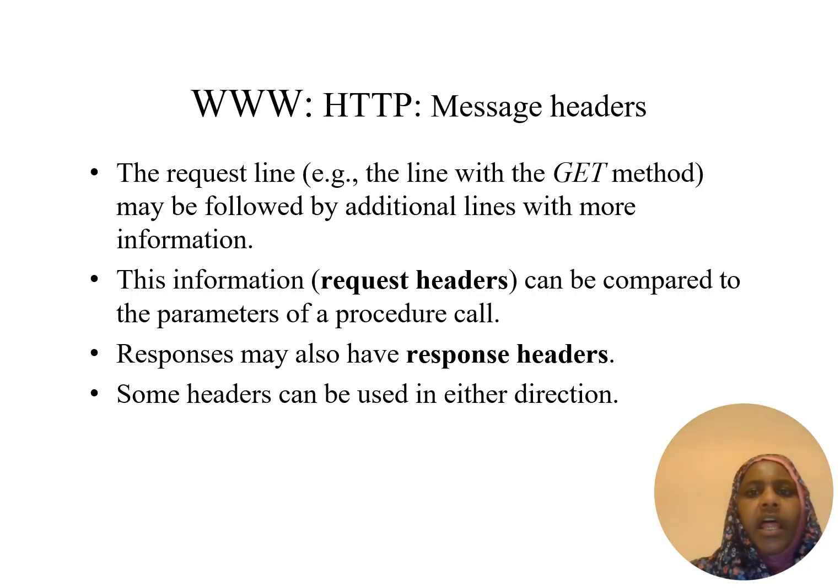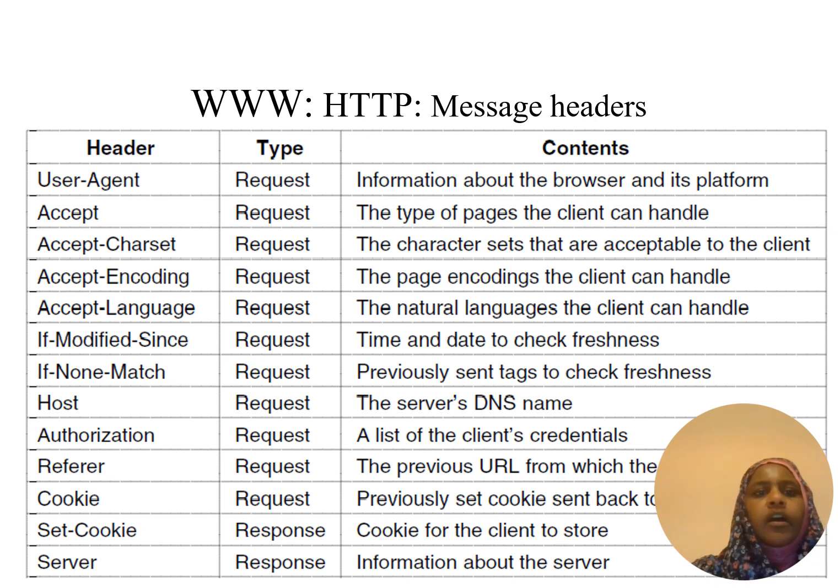Request lines like the line with the GET method may be followed by additional lines with more information. This information is called request headers and can be compared to parameters of a procedure call. Responses may also have response headers. Some headers can be used in either direction. For example, User-Agent tells the server information about the browser and its platform. Accept tells the type of pages the client can handle. Accept-Charset tells the character sets that the client can accept.